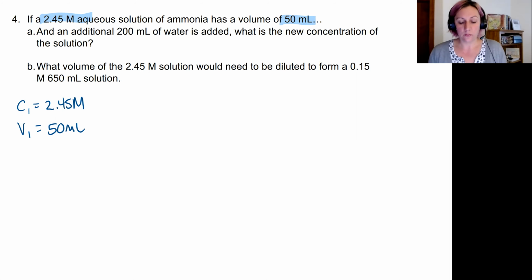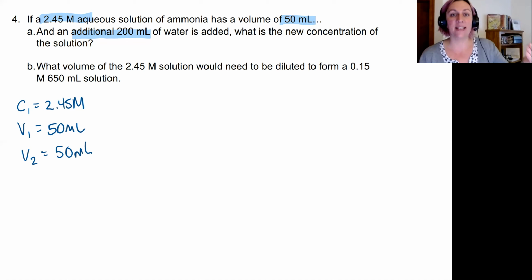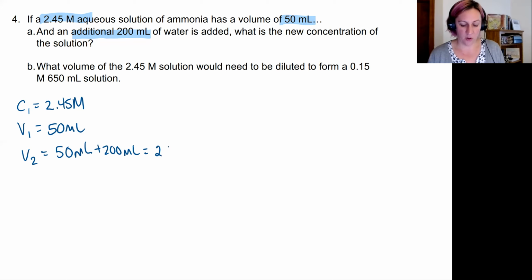So looking at that now, I see for part A, an additional 200 milliliters is added. What is the new concentration of the solution? So an additional 200 milliliters. And that additional is key. It means it's not my total volume, but I'm adding it to it. So that means that my volume 2 is going to be equal to that initial amount I have, the 50 milliliters, plus the additional 200, which will equal 250 milliliters, right? And now I need to figure out what the new concentration is.